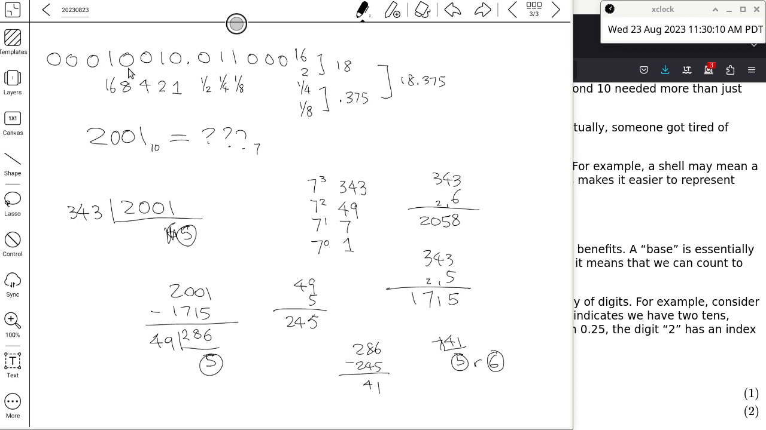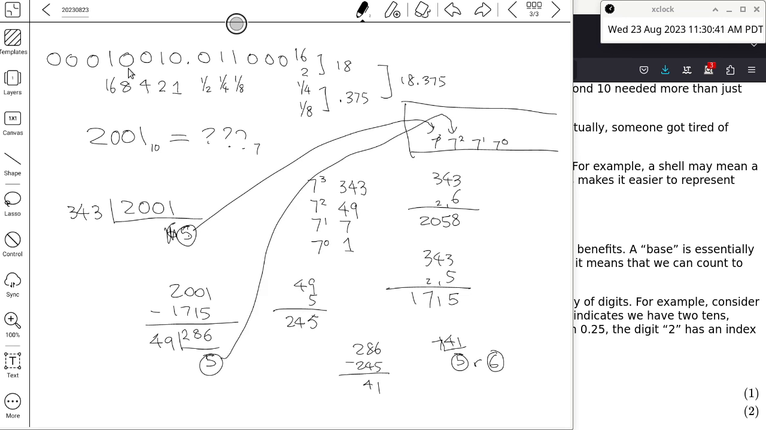Okay, so how do we put all of this together as a base 7 number? I'm going to carve out this area here to do it. The question is, what is the quantity of 7 to the power of 3? What is the quantity of 7 to the power of 2? What is the quantity of 7 to the power of 1? And what is the quantity of 7 to the power of 0? We just figured that out, right? So this 5 goes here. This 5 goes here. This 5 goes here. And this 6 is then going to go there. So our number is basically 5, 5, 5, 6 in base 7.